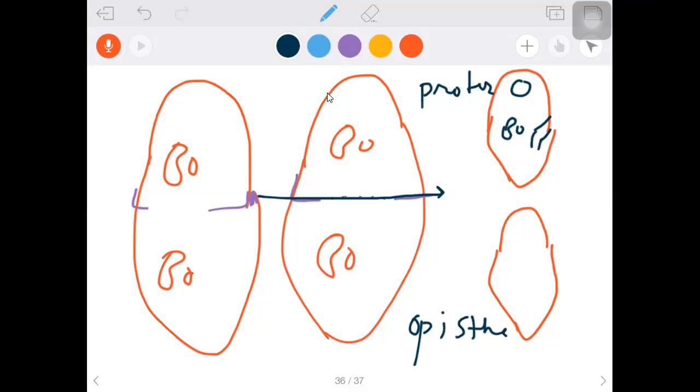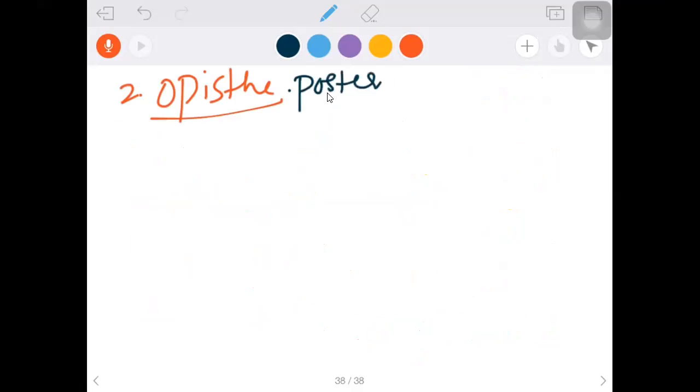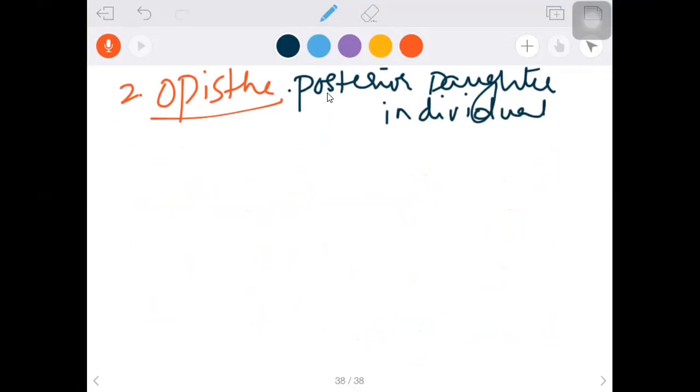So what is formed new? The newly formed structure here is the posterior contractile vacuole. Okay. Then in the same way, let us see the opisthe also. First of all, we should write what is opisthe. The posterior daughter individual. After the transverse binary fission of Paramecium, the posterior daughter individual which is formed here is considered as opisthe. We named it opisthe.